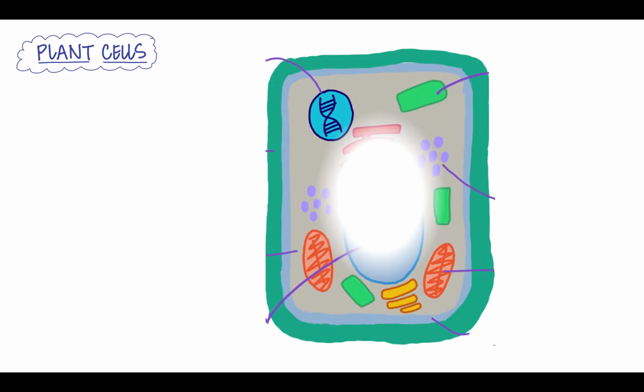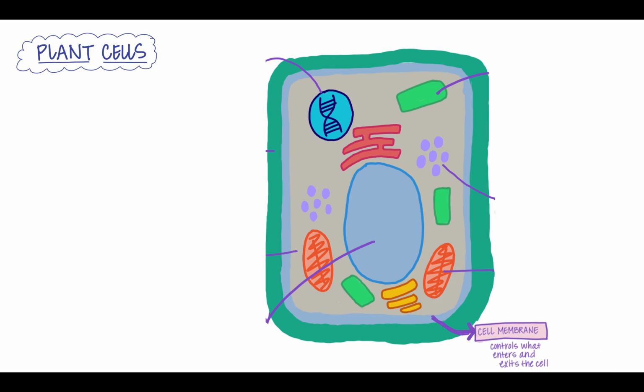Let's look at plant cells. Here's a picture of a plant cell. Notice it looks a little different. It's more square or rectangular in shape. There are similar organelles from the animal cell here that you can see, as well as new organelles that are unique only to plants.